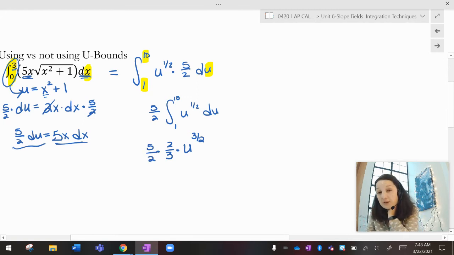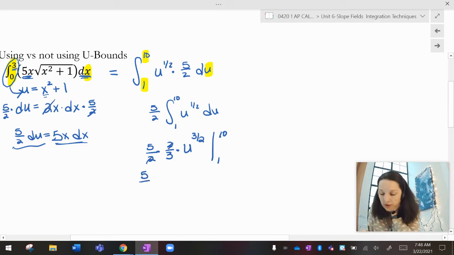I'm going to add 1 to the power, divide by the new power, put that 5/2 back. This is a definite integral. I don't need the plus c. And in fact, I don't even need to go back to x. Because it's a definite integral, it says take the antiderivative. I did that. Plug in the bounds and subtract. Well, okay, I guess I'll do that then.